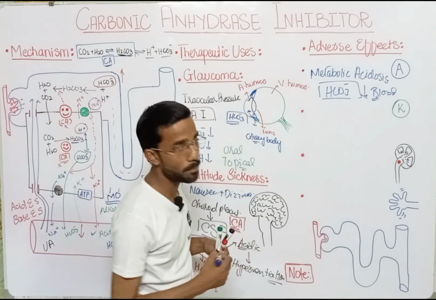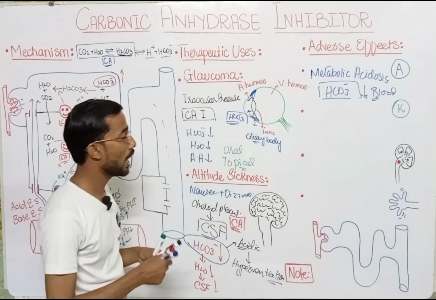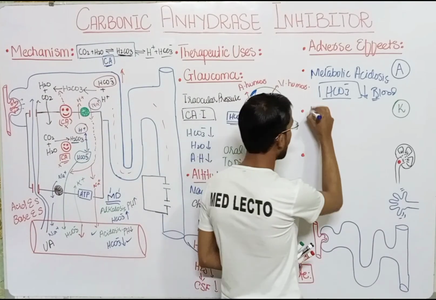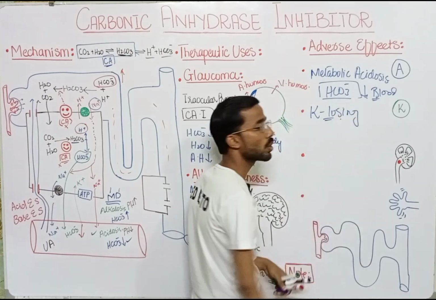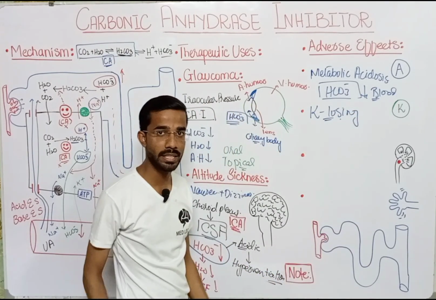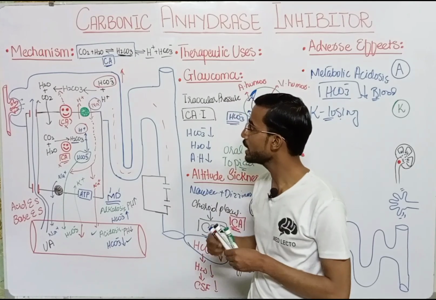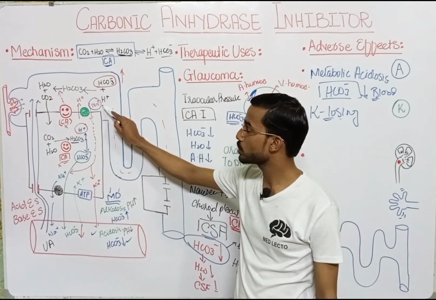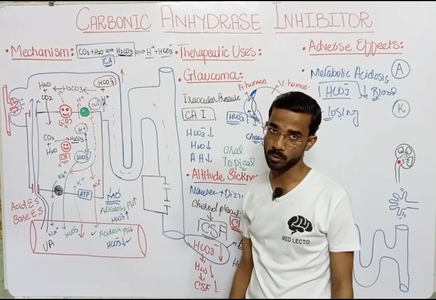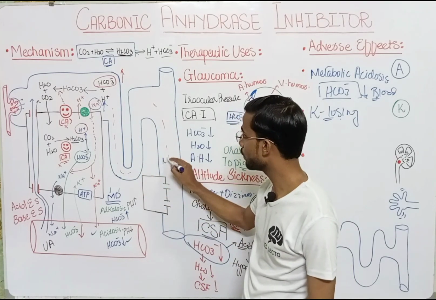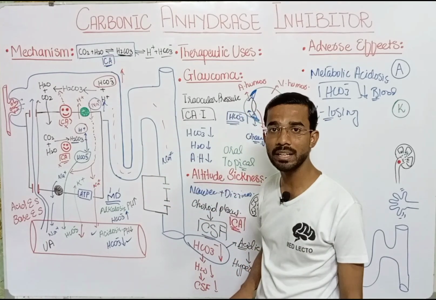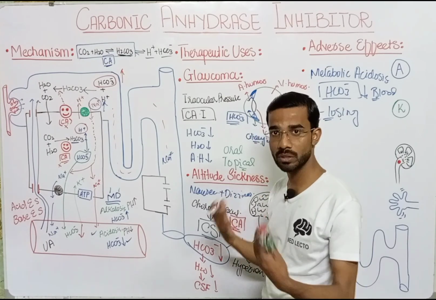Next, the important things. We also see potassium loss with the help of the carbonic anhydrase inhibitors. How? If we use the inhibitors, the sodium concentration increases in the tubule, then this sodium moves here and reaches the collecting tubule, or you can say the collecting duct.